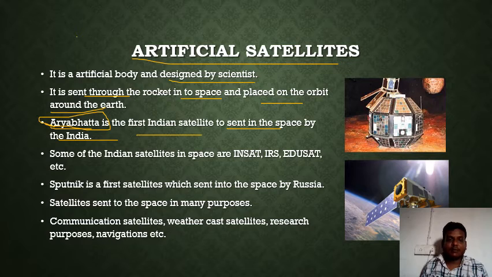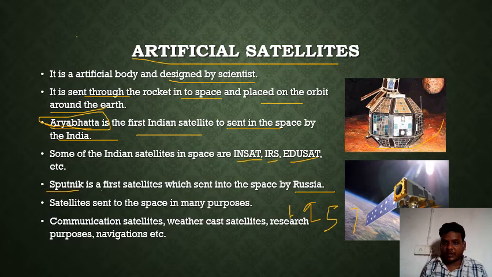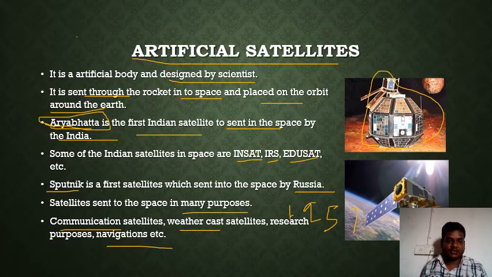The first Indian man-made satellite is Aryabhatta. Some of the Indian satellites in space are ISRO, IRIS, EduSat, etc. These types of satellites were sent by India. And Sputnik is the first satellite sent into space by Russia in 1957. You can see these types of satellites made by scientists and sent into Earth orbit: communication satellites, weather satellites, research purpose and navigation. Different types of satellites are sent by humans into space for different purposes.